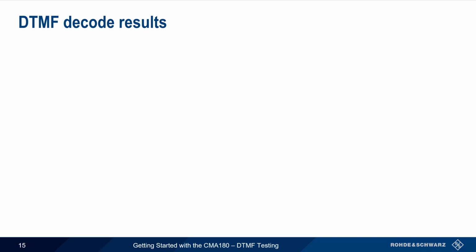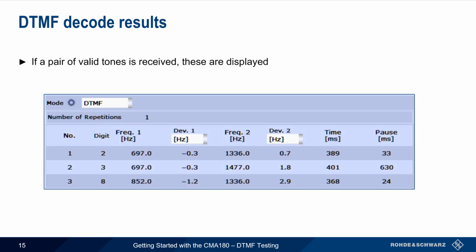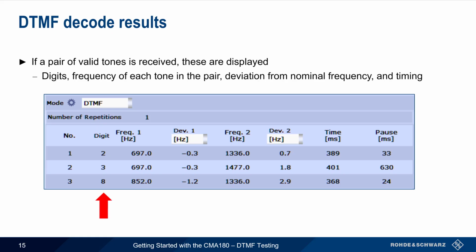Once the measurement is running, the results pane will show each valid received DTMF digit. In addition to the digit, the table also shows frequency and deviation of each tone in the DTMF pair, as well as the duration of and delay between the two tones. This table will continue to be populated as long as the measurement is running and valid tones are being received.